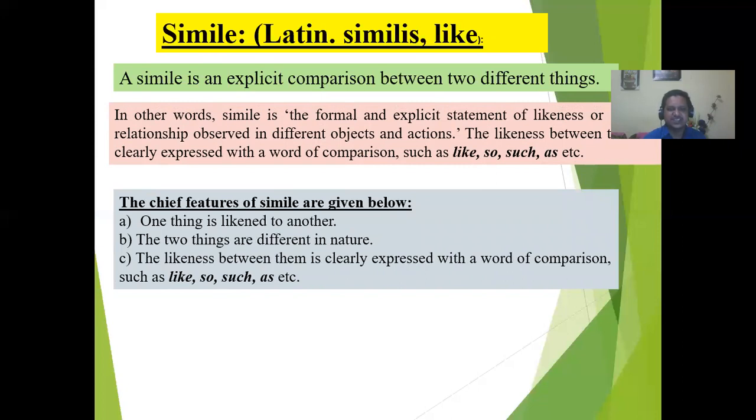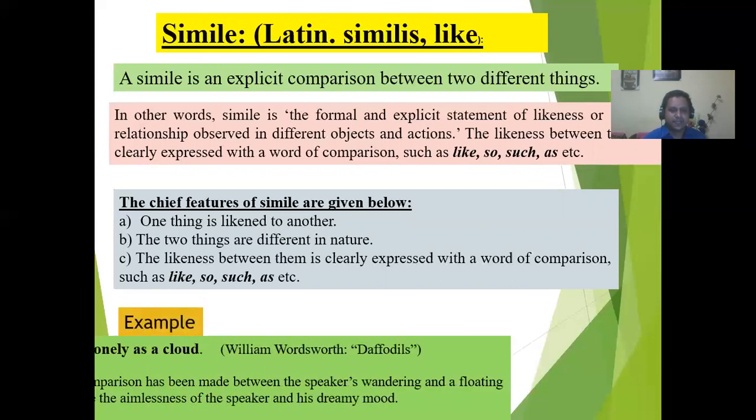The chief features of simile are given below. One thing is likened to another. There is likeness between two things, similarity between two things, similar relationship between two things. The two things are different in nature, totally different in nature. The likeness between them is clearly expressed with a word of comparison such as like, so, such as. And there will be use of the word of comparison such as like, so, such as.